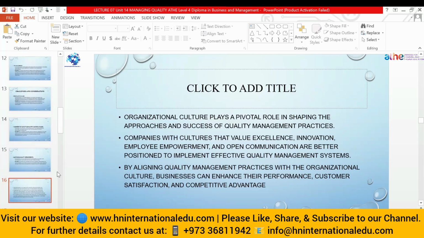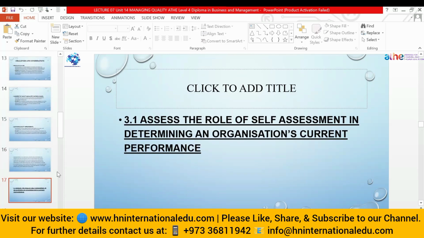Organizational culture plays a pivotal role in shaping the approaches and success of quality management practices. Companies with cultures that value excellence, innovation, employee empowerment, and open communication are better positioned to implement effective quality management systems. That is, those organizations, in the corporate sector, which possess all these key components are going to be distinct with their quality management approaches and techniques. By aligning quality management practices with the organizational culture, businesses can enhance their performance, consumer satisfaction, and competitive advantage. When we merge both of them, the organizational culture and quality management, we will be increasing our performance. The number of consumers who are satisfied will grow. Plus, we will have a competitive edge, that is a USP, for ourselves as an organization. Clear? Yes, ma'am. Okay, that's great.